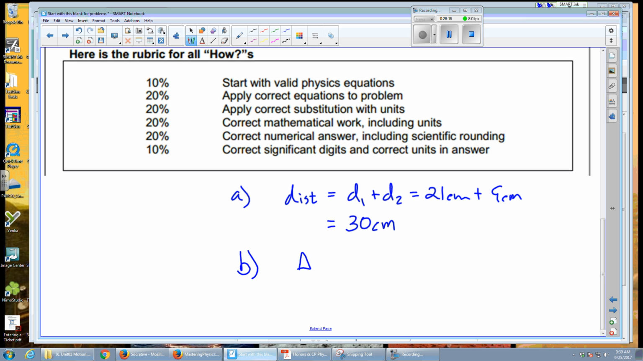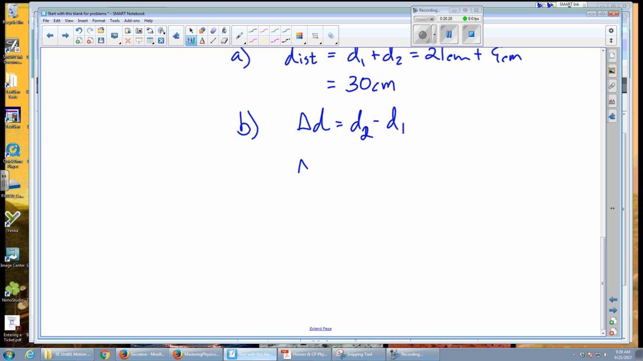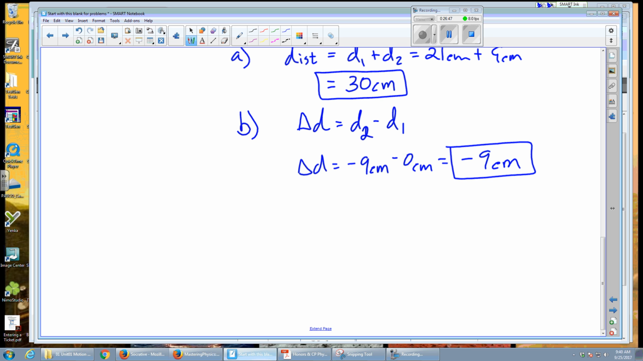B, displacement, delta D, D2 minus D1. So it ended up at negative 9 centimeters. It started at 0 centimeters, so its displacement is negative 9 centimeters. Ta-da!